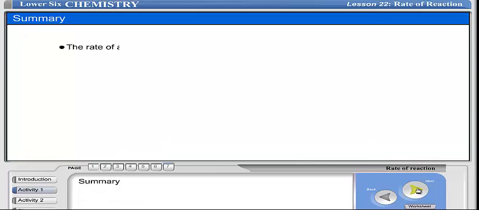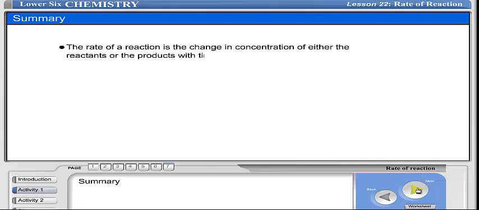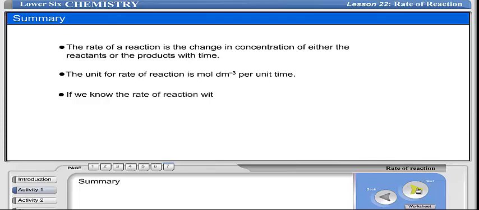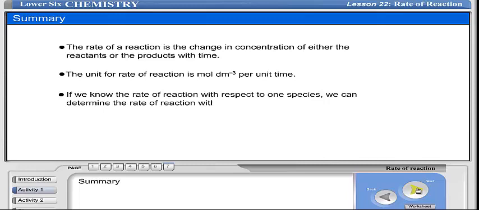The rate of a reaction is the change in concentration of either the reactants or the products with time. The unit for rate of reaction is mole per cubic decimeter per unit time. If we know the rate of reaction with respect to one species, we can determine the rate of reaction with respect to the other species in the equation.